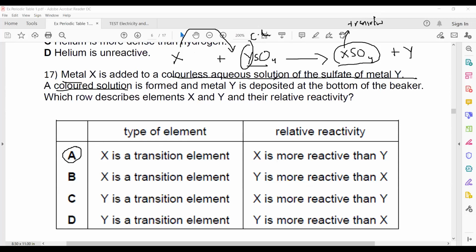So when the compounds, their solutions are colorless, or they are white solids, then we call them non-transition elements, group 1, 2, or 3. But if a salt solution forms a colored solution, or if a colored solid is there, it means the metal present is a transition metal.